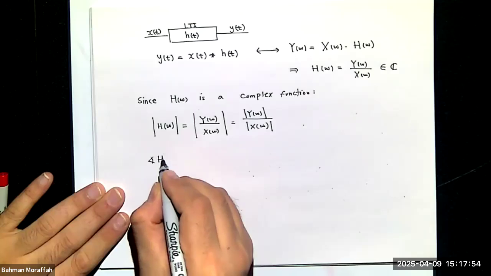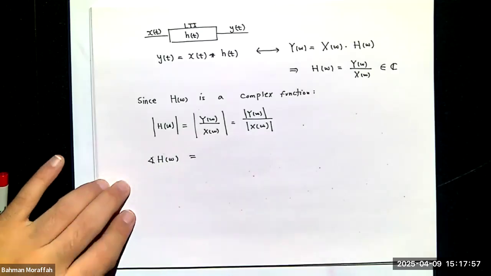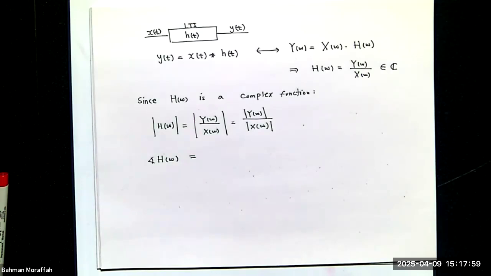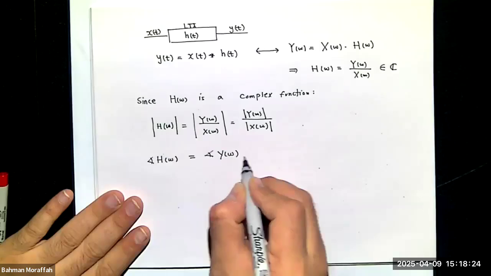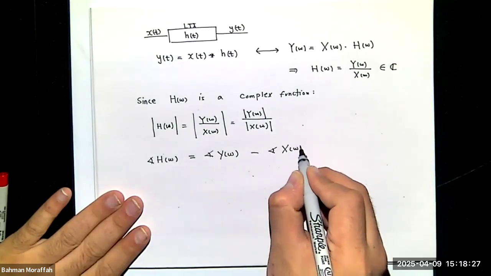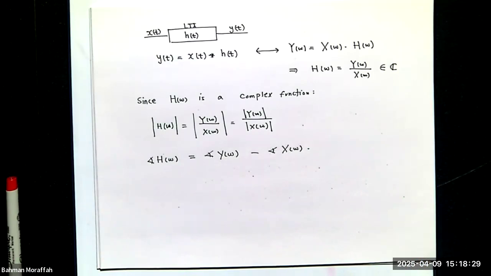What is the phase of H of omega? What is the phase of a division? We know it. What is it? I have to subtract phases, right? So if I divide two complex numbers, I divide the magnitudes, I subtract the phases. So it's the phase of Y of omega minus the phase of X. Right?